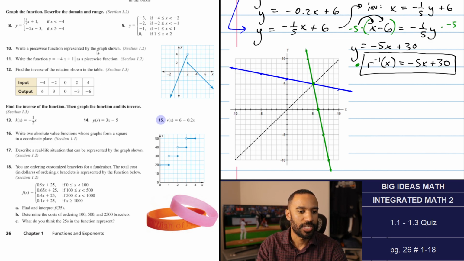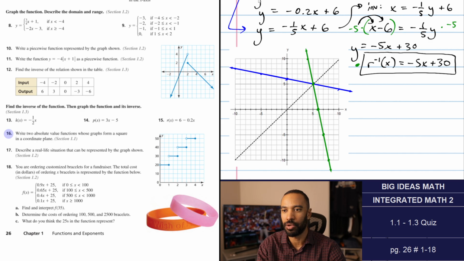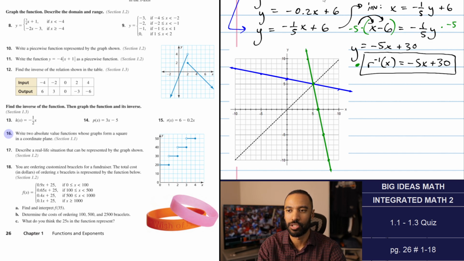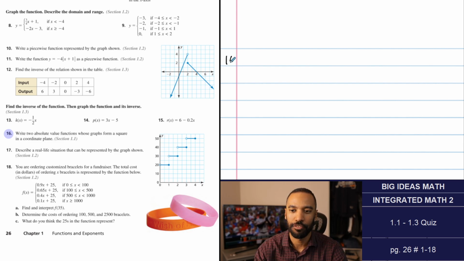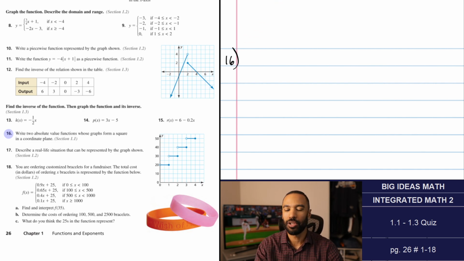Okay, numbers 16 through 18. These are the last three. Section 1.1 on this first one, absolute value. The other ones are section 1.2. So let's take a look. Number 16, write two absolute value functions whose graphs form a square in a coordinate plane. All right, this is a little open-ended.